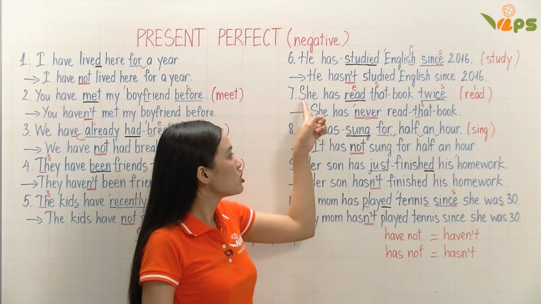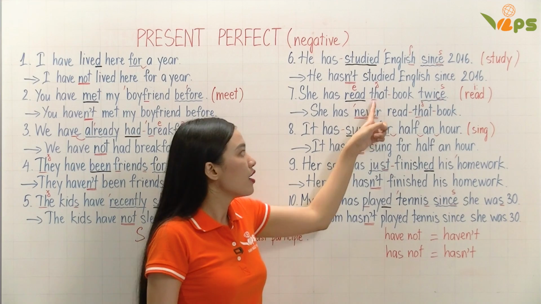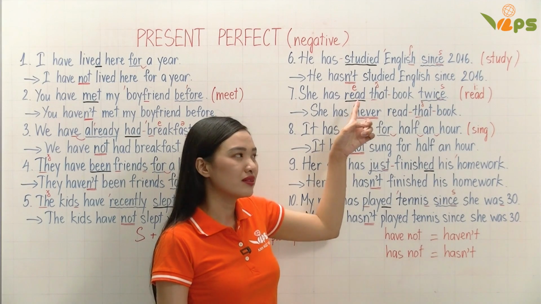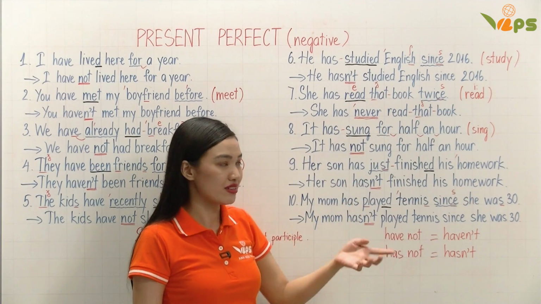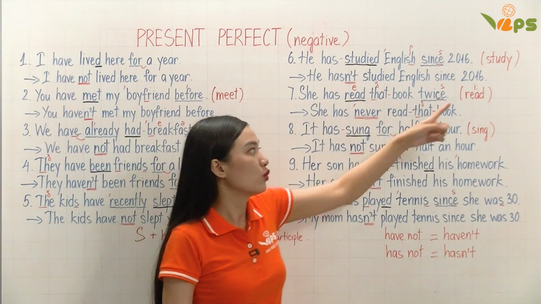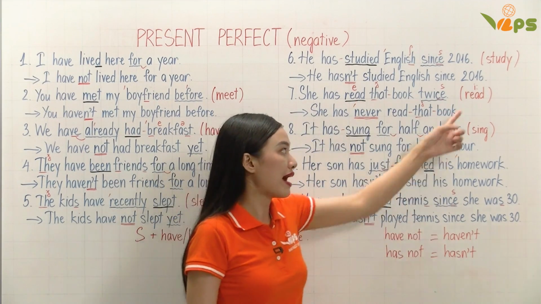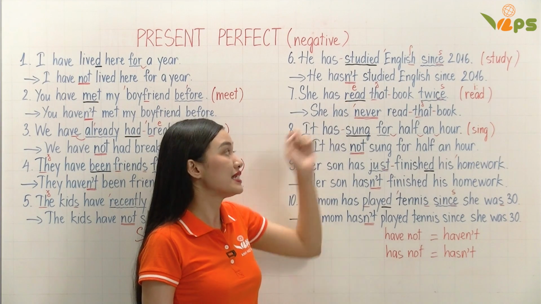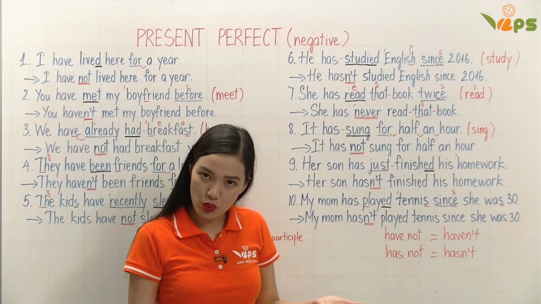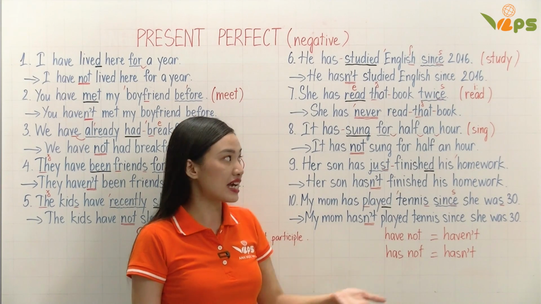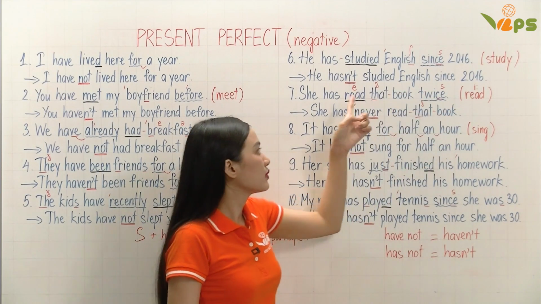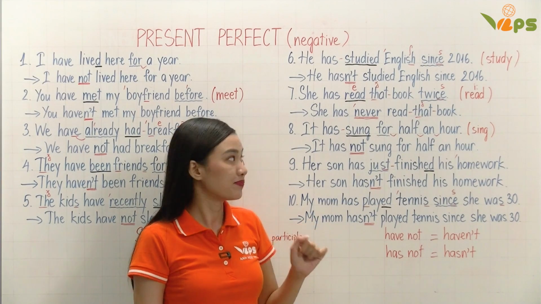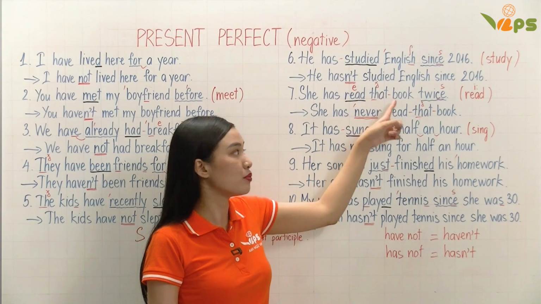Next, number 7, she has read that book twice. Now here, actually for the spelling, you see the same R-E-A-D as the base form. But for the base form, we pronounce it "reed." For the verb past participle, we say "red." Okay, the same word, the same spelling, but different pronunciation. Read, base form. And for the past form or past participle form, we say read. She has read that book twice.